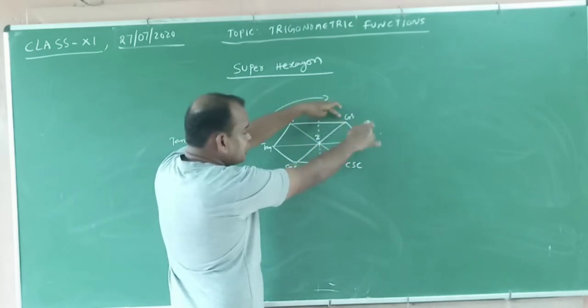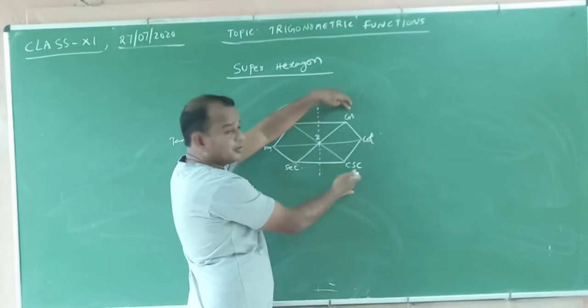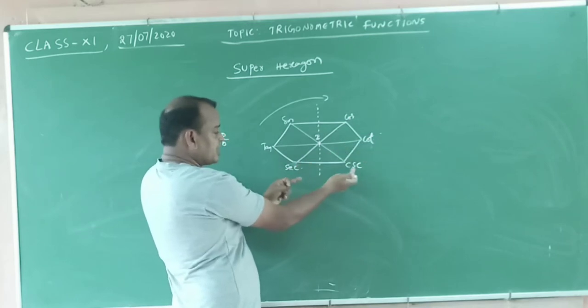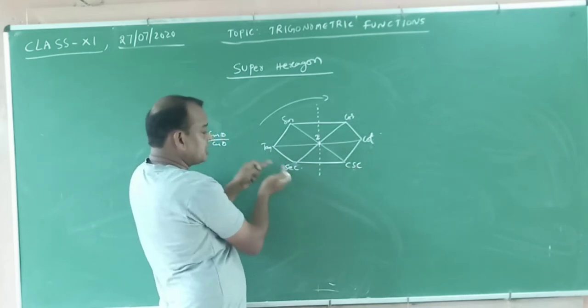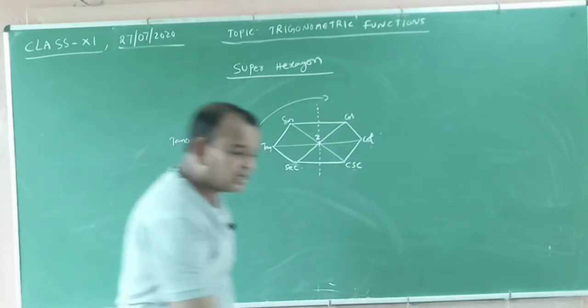Suppose we take these three. Cos theta is equal to cot theta by cosecant theta. Suppose we take these three. Cot theta is equal to cosecant theta by secant theta. Suppose these three, we can take cosecant theta equals secant theta by tan theta. Enough? Those are the formulas we remember.